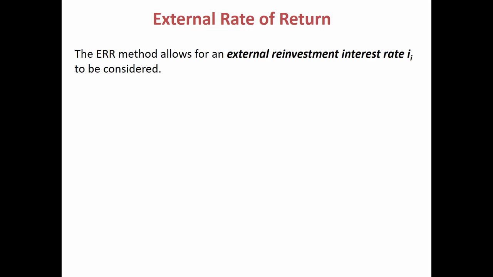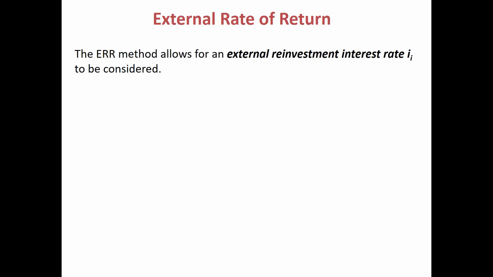Okay, so here's what external rate of return is. It makes use of something called the external reinvestment interest rate, and that's abbreviated in our book, I sub I. Other books abbreviate it with the Greek character epsilon, and so if there are some notes where I still use epsilon, I'll have to change that.